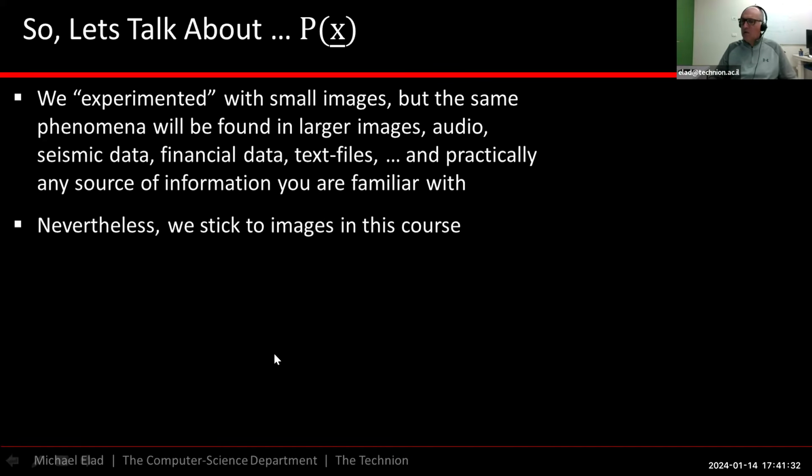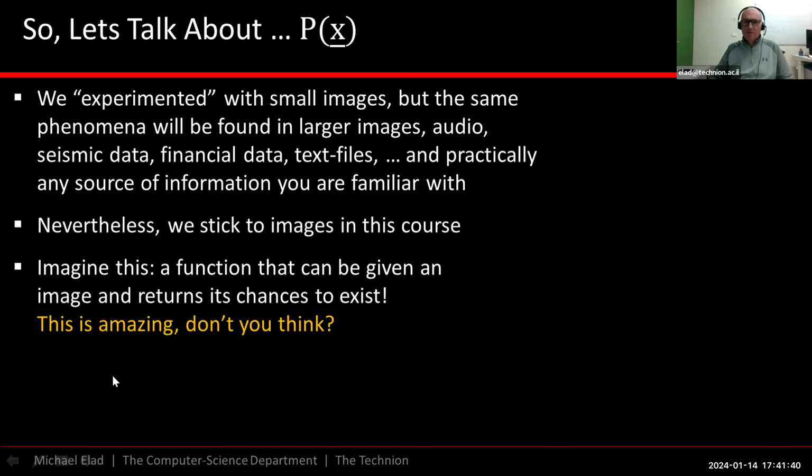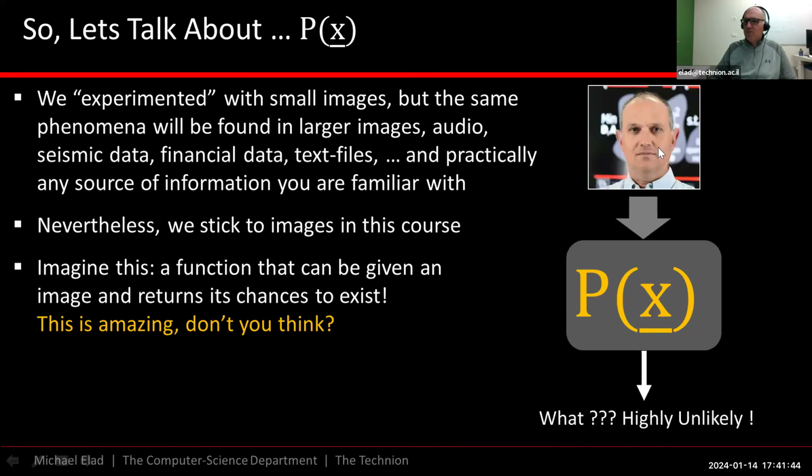And in this course, I will concentrate on images, but please keep in mind, much of the things we will be describing apply to other signals with proper adjustments. Now imagine this, a function P of X. You feed it with an image, it computes something and comes up with a probability that tells you how probable this image is. This is amazing.